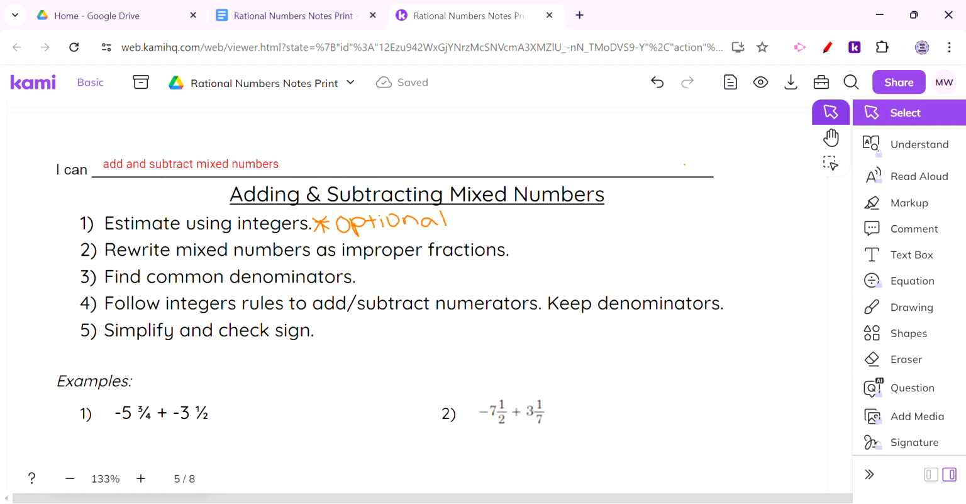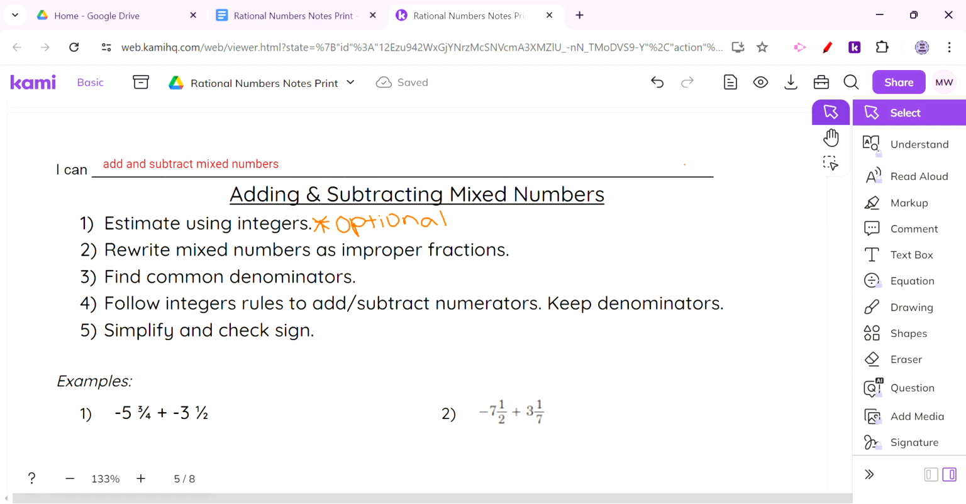Step 2, you want to rewrite mixed numbers as improper fractions. Step 3, you want to find common denominators. Step 4, you want to follow integer rules to add and subtract the numerators and keep your denominators. And then step 5, you want to simplify and check your sign.